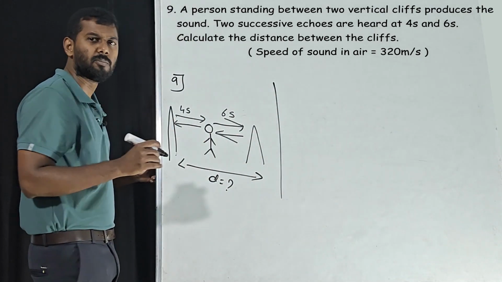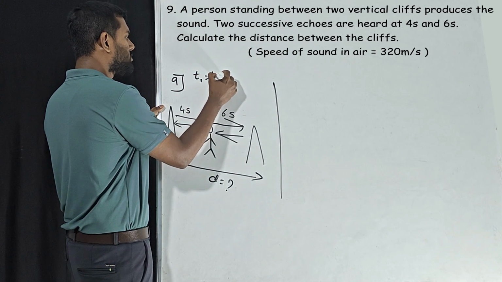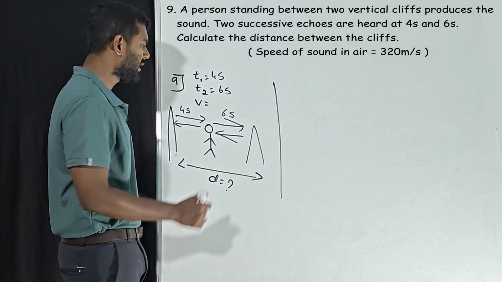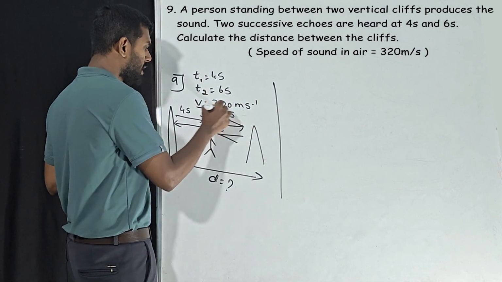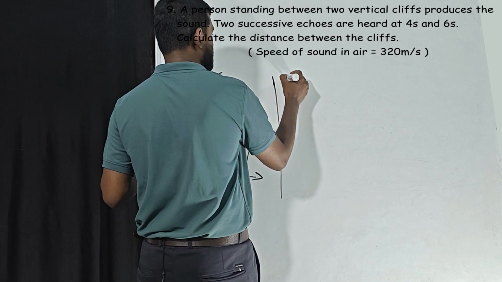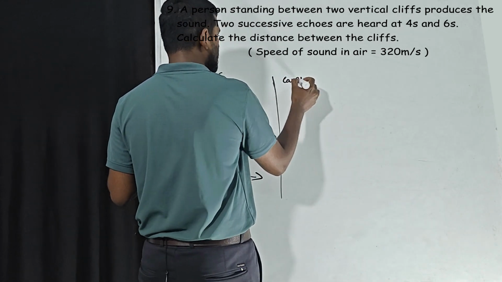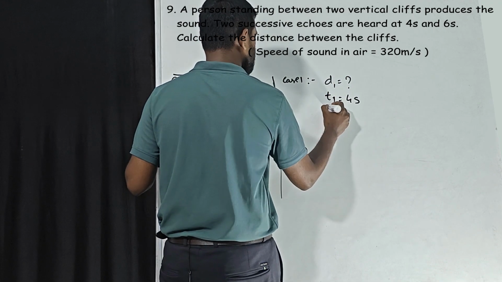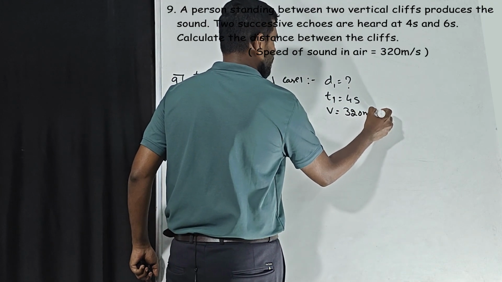That's it. So we know this is completely related to echo. So time t1 is equal to 4 seconds, t2 is equal to 6 seconds, and velocity is given as 320 meter per second. Now we'll go for distance 1. For case 1, d1 we need to find. t1 is equal to 4 seconds. V for both the waves is 320 meter per second.